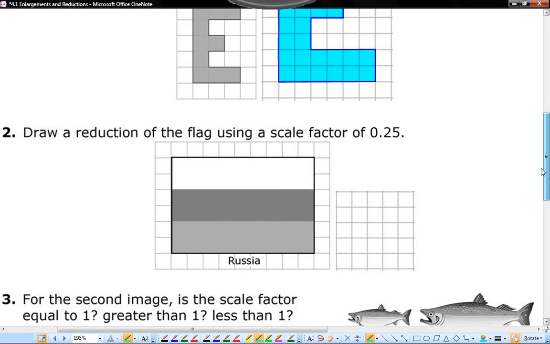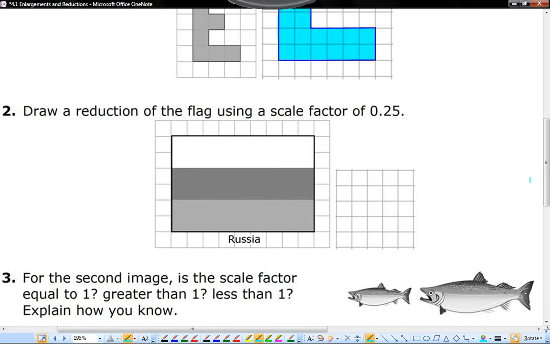Next, we want to do a reduction of this flag using a scale factor of 0.25. So what we need to do here is again take a look at how long this is from one end to the other. The width of this is 1, 2, 3, 4, 5, 6, 7, 8, 9 squares. And so if we do 9 times 0.25, this is going to give us 2.25 for our reduced width.